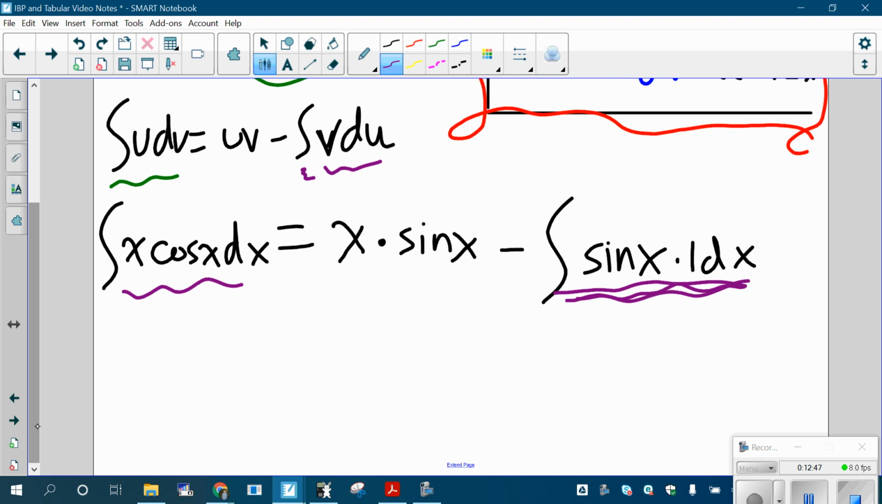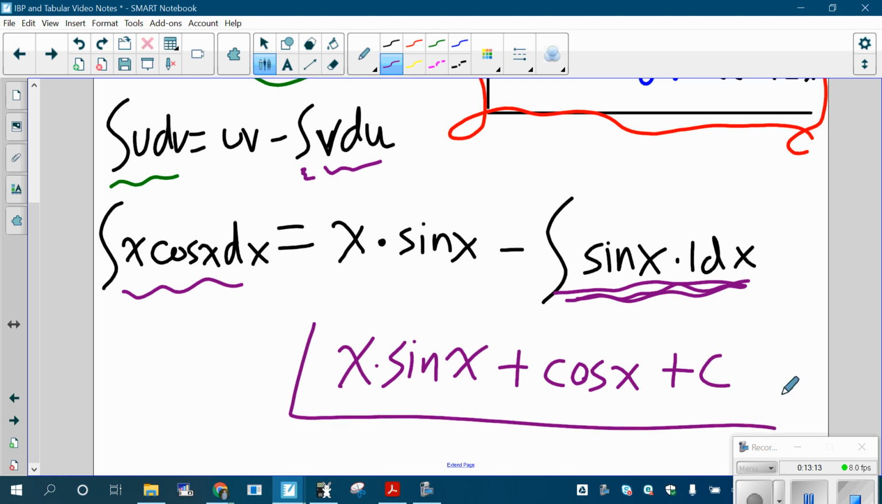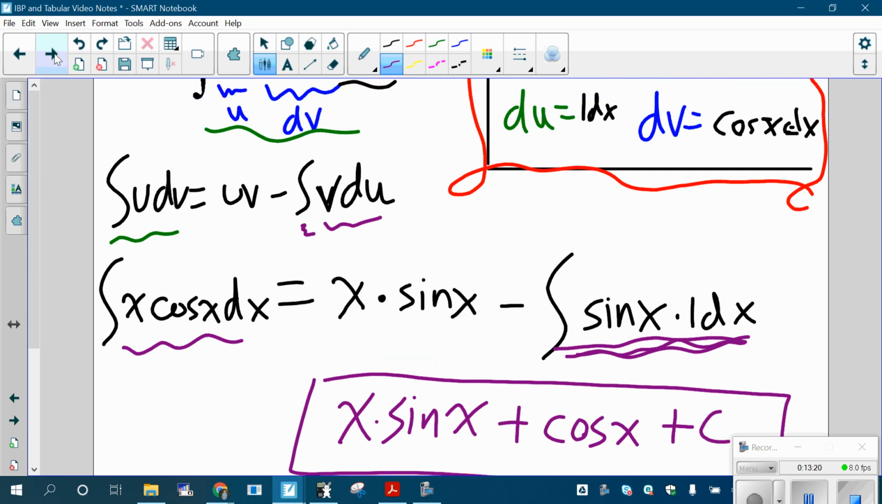Because I can't do the antiderivative of cosine of x times x. So I'm rewriting it using this formula, and the integral part I can actually integrate. Okay? So I get x times sine of x, and then I actually need to do that integral. What's the antiderivative of sine? Negative cosine, so then minus negative cosine, so plus cosine of x, plus C. Okay? And that's the antiderivative. That's my answer. Cool. Check. Okay? Let's move on. Do another problem.